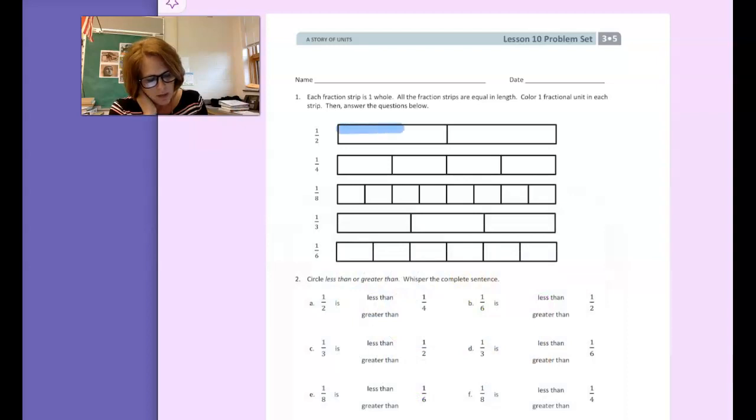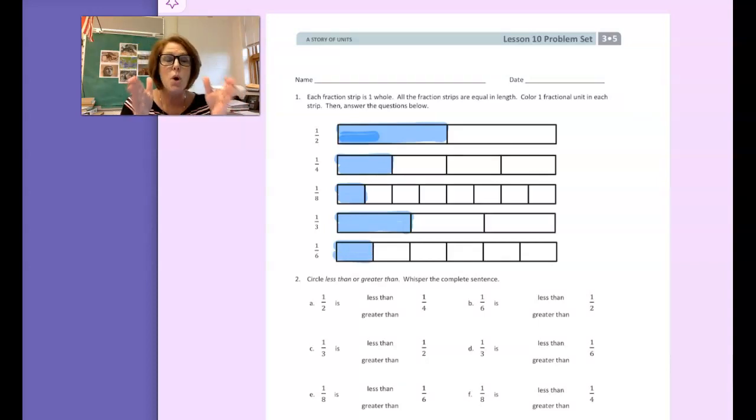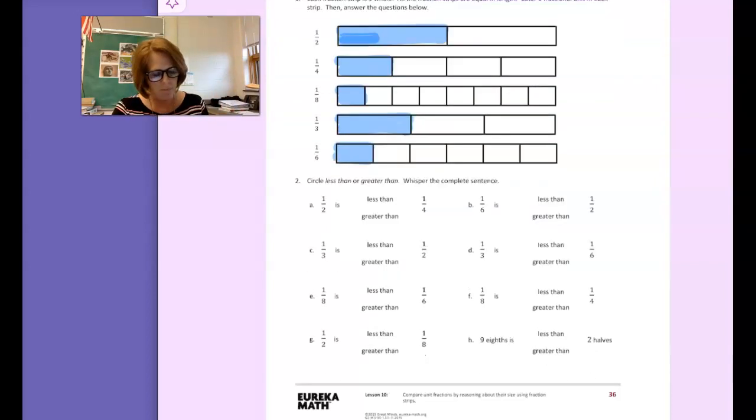So the first one is 1/2. So I'm going to shade in 1/2. Next is 1/4. Shade in 1/4. 1/8. 1/3. And 1/6. So we can see, even though those fraction strips are all the same size, the fractional unit is a different size. And so let's go down here to number 2.